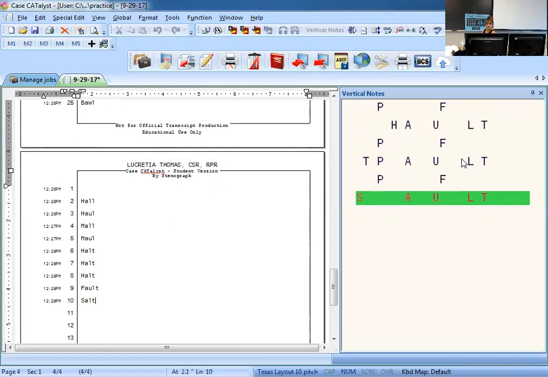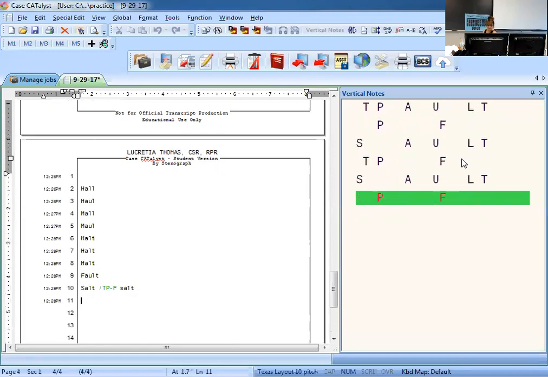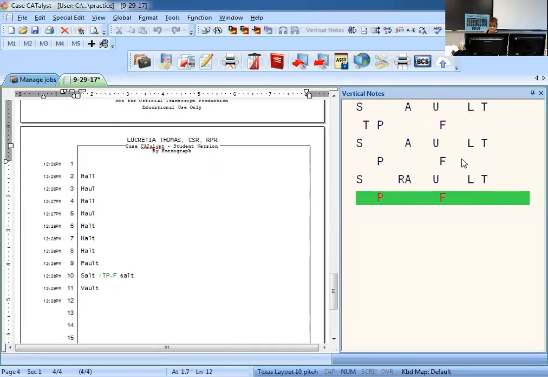Salt, S-A-U-L-T, salt. Vault, V-A-U-L-T, vault. So you're putting the A and the U, these are all diphthongs with the ah sound. And then the next column, anytime you have a bracket, that means you could write it that way.